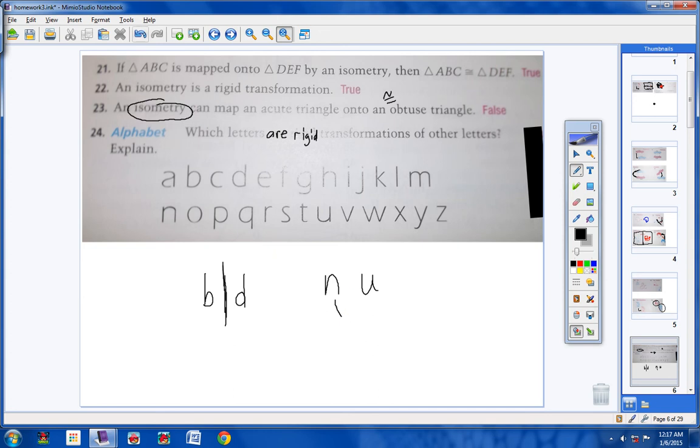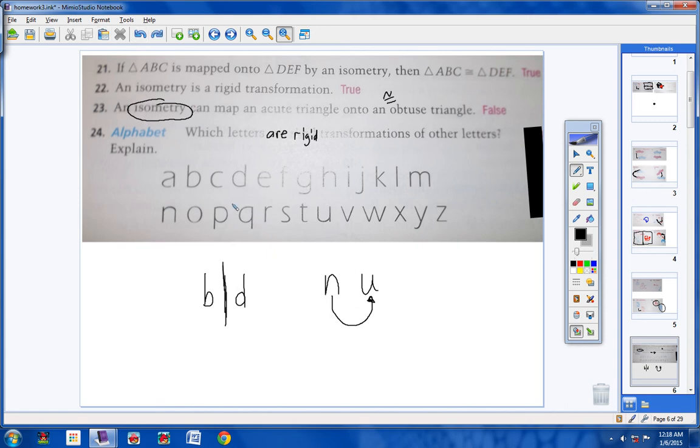Students, don't be confused. If you were to put a line here and fold the piece of paper on that line, this would not fall directly onto this. It's a rotation. Okay? And then there's one more. Let me see if I can find it here. Oh, Q and P, right here. They're side by side. That would be a reflection.